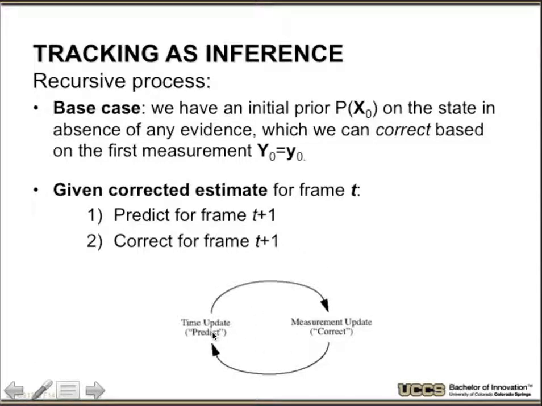So we had some prediction. We have some model. We use that to make a prediction. We get some measurement. We measure the error between what we predicted and what we measured, correct our model, and update that. And this correction is what's going to allow us to update our noise model as we go along.